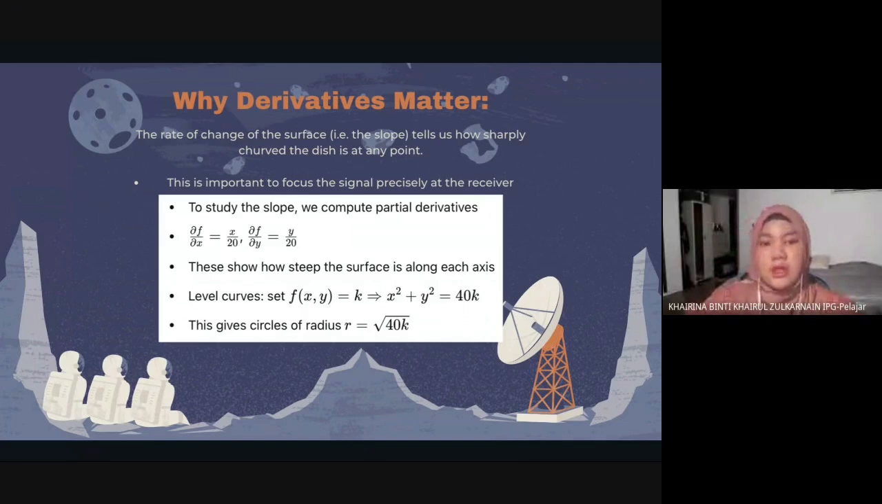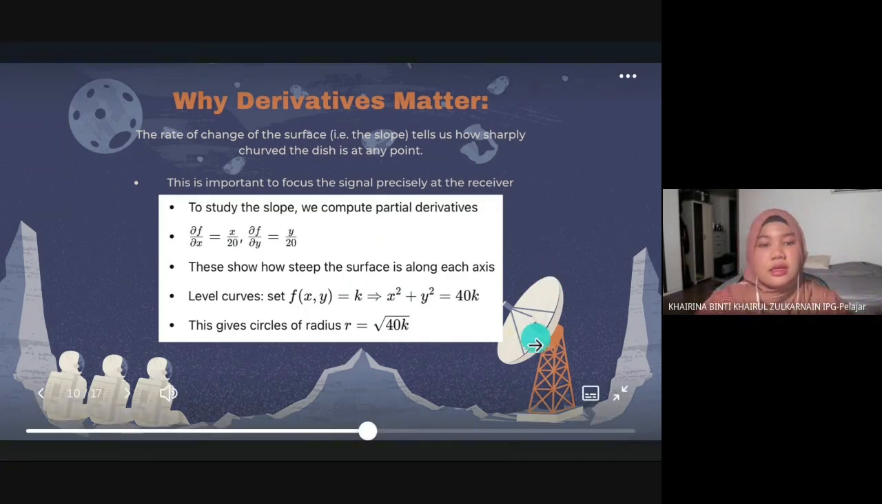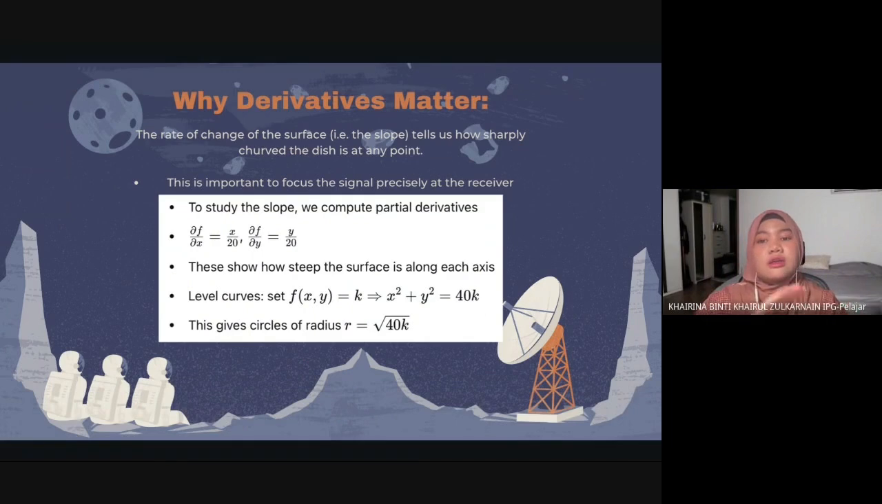We use derivatives. We compute the partial derivatives, which become x/20 and y/20. These tell us how steep the surface is in the x and y directions. If we set the function equal to k, we get x² + y² = 40k, which are circles in the xy plane.